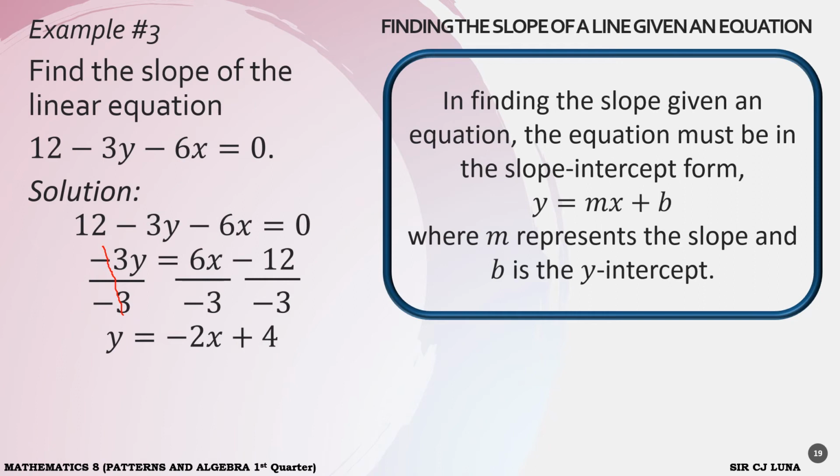And then we have x. Negative 12 divided by negative 3 is positive 4. So we now have this slope-intercept form. And our m is negative 2. Tandaan, kapag ang equation mo ay nakasulat sa slope-intercept form, ang kasama ng variable x ay yung slope natin. Okay? Very good.